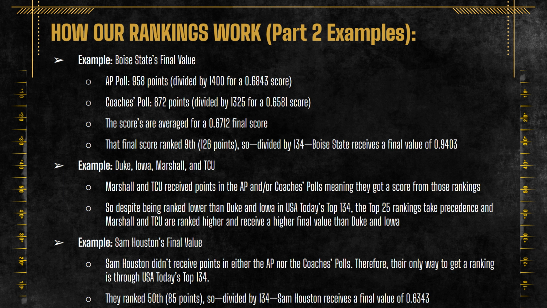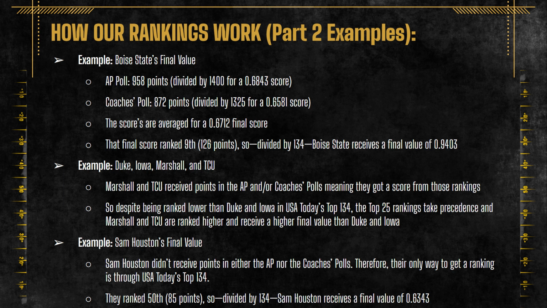Here are 3 examples. For Boise State, you can see the number of points that they received in each poll, and then the resulting score. I'll average those scores. For Boise State, it will be a 0.6712, and that final score ranked 9th compared to all the other teams. So divided by 134 with the 126 points that they got, they receive a final value of 0.9403 for part 2.